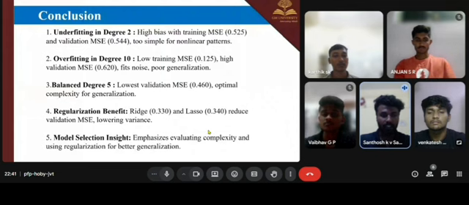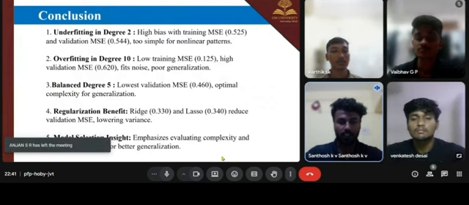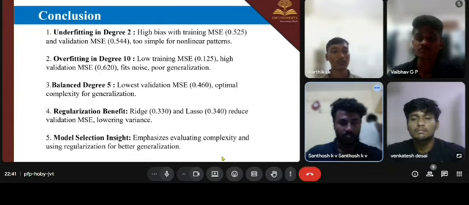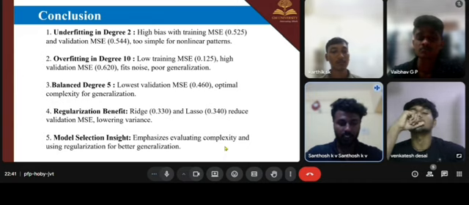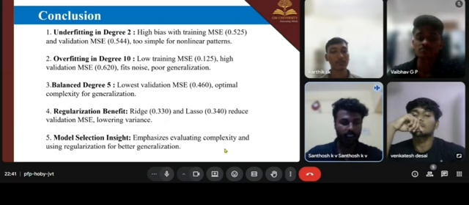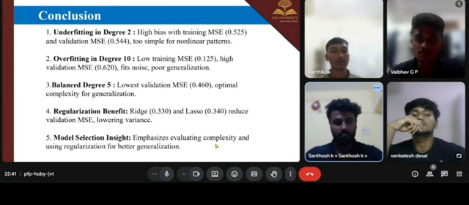Regularization benefit: ridge 0.330 and lasso 0.340 reduce validation MSE, lowering variance. Model selection insight: emphasize evaluating complexity and using regularization for better generalization. Thank you.